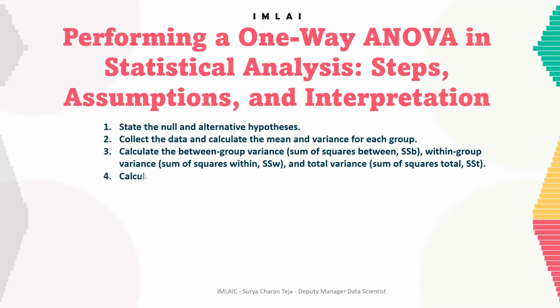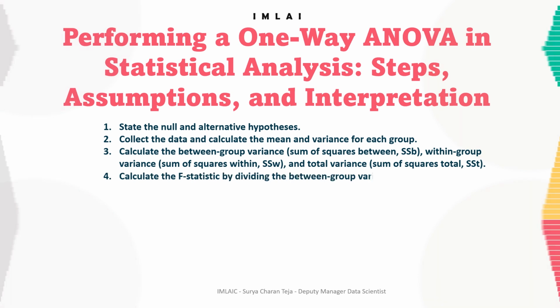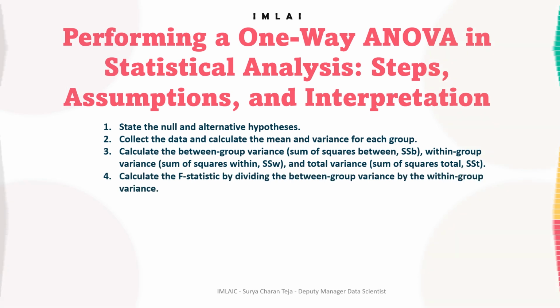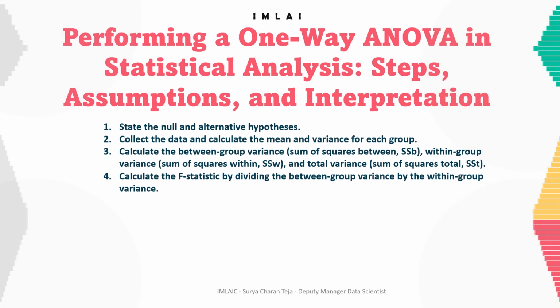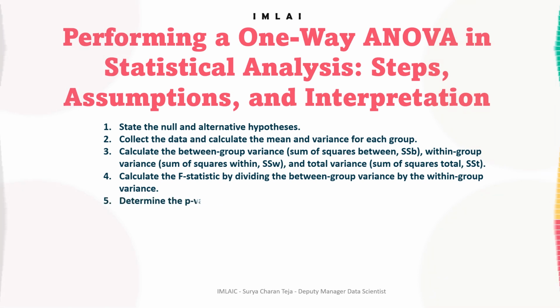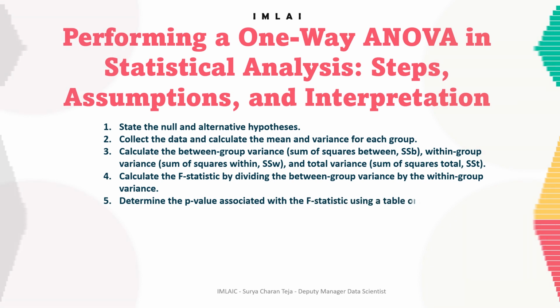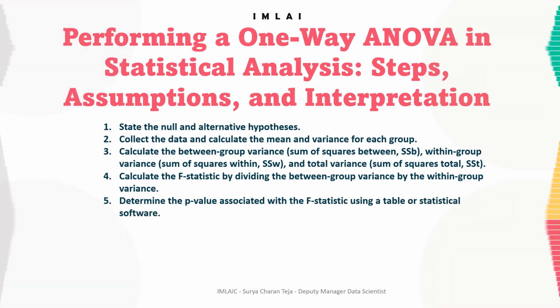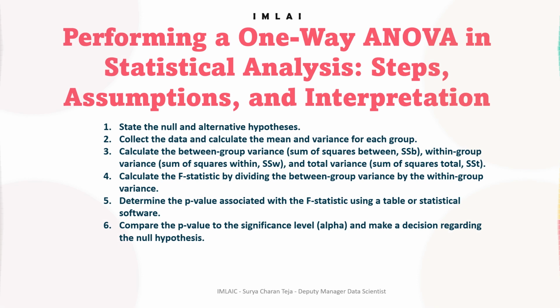Once this is done, calculate the F statistic by dividing the between group variance by the within group variance. Then determine the p-value associated with the F statistic using a table or statistical software. Finally, compare the p-value to the significance level alpha and make a decision regarding the null hypothesis. So now let's do an example.